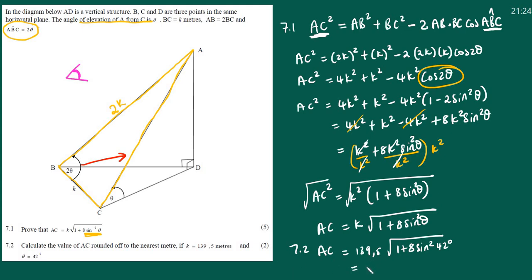Then you're going to put that in your calculator. The way to put it in your calculator, let's remember that you're going to say 139.5 root of 1 plus 8. Then you put a bracket, you say sine 42 degrees, and then you close your bracket. So you're going to have a bracket here again, then you say squared, so that you get your answer. So how much do you get as AC?